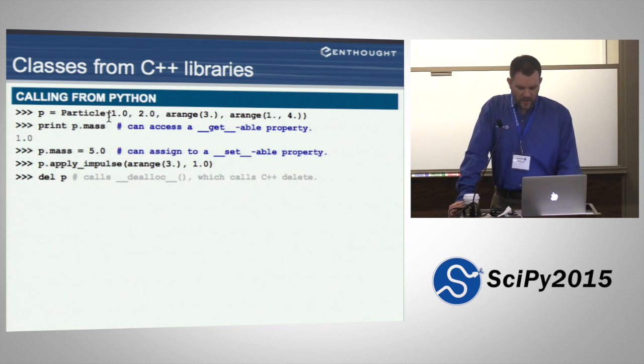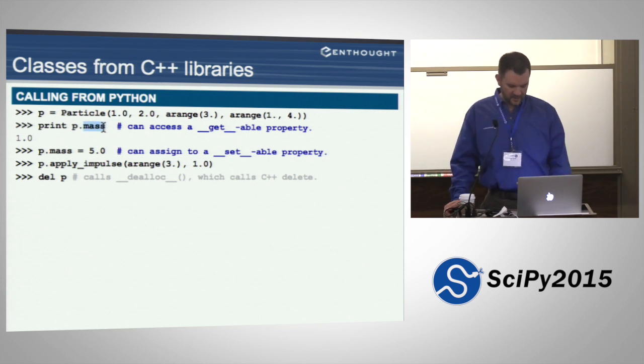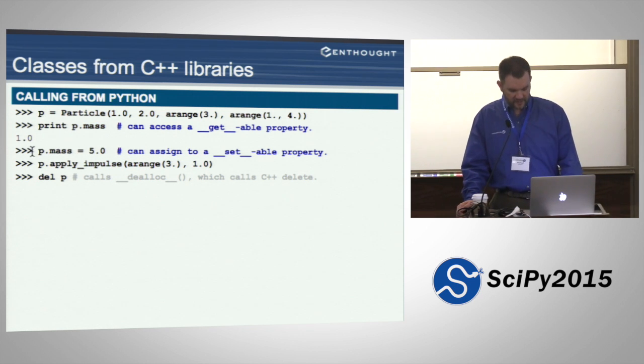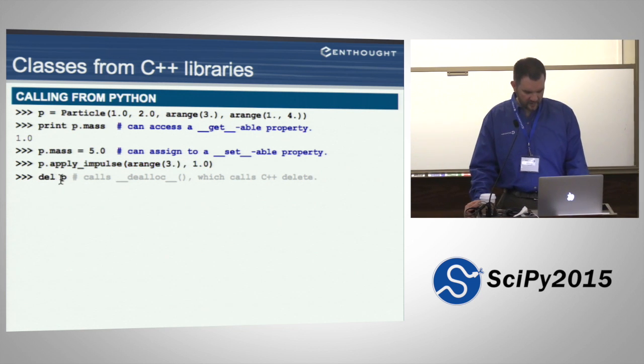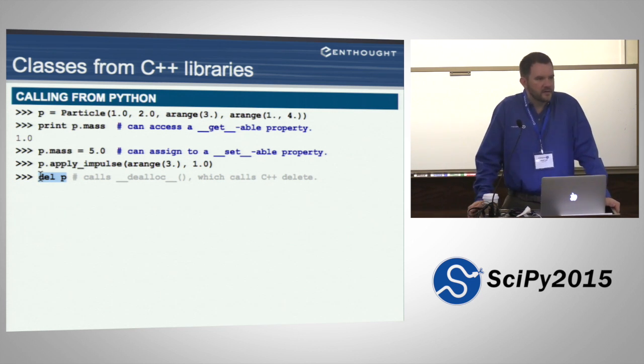So now we put all this together, wrap it up, and now we have this particle class, this particle extension type we can use from Python. We can see p.mass works, for example, just as a regular attribute. We can assign to it. We can call apply impulse, that sort of thing. And if we get rid of the last reference to that object, dealloc will be called under the hood for us automatically.